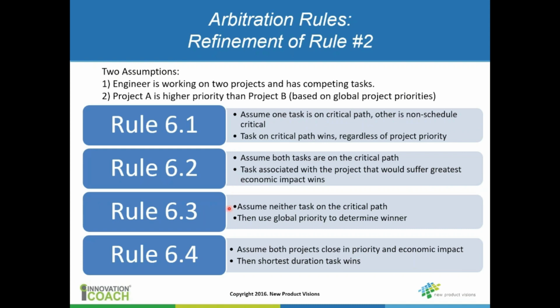Rule 6.3 is you assume that neither task is on the critical path, and then you can simply revert to the global priority to determine which task is higher priority. And then finally, if both projects are pretty close in priority and economic impact, then you just revert to whichever task is the shortest and knock that off first.